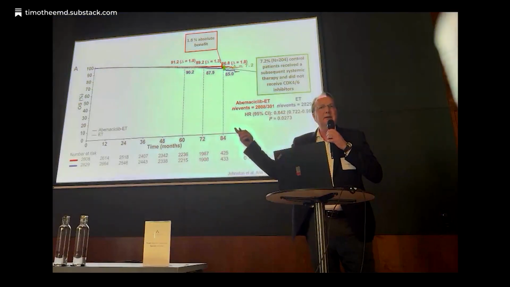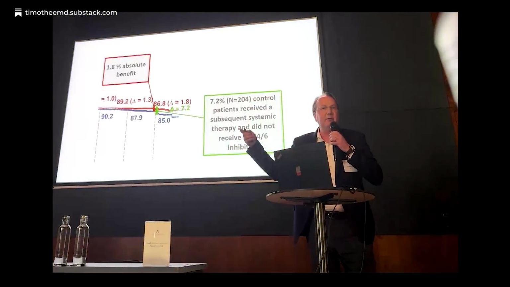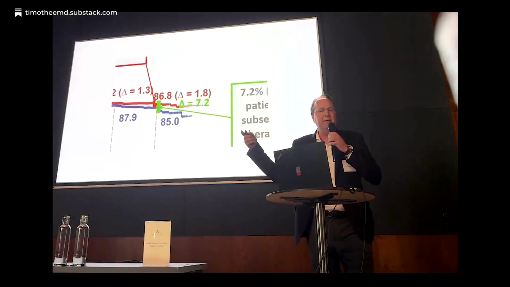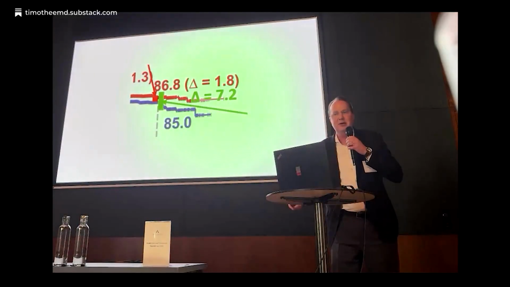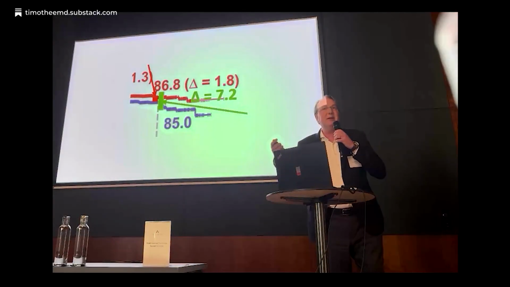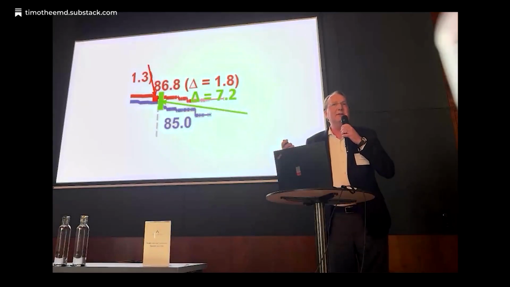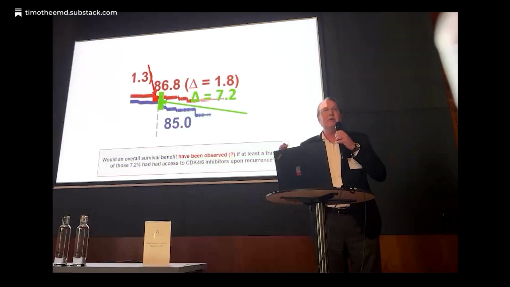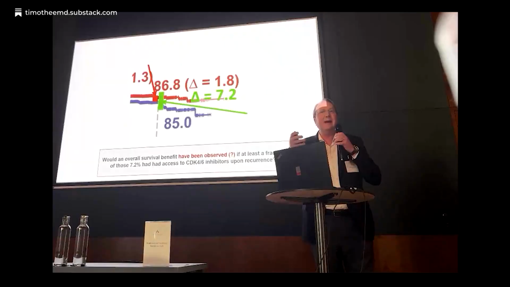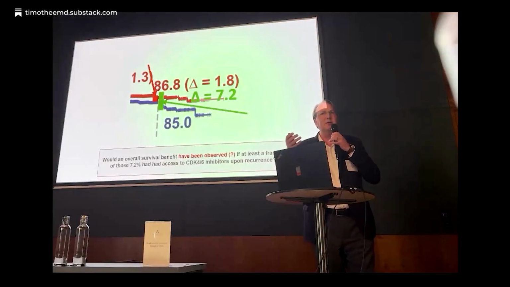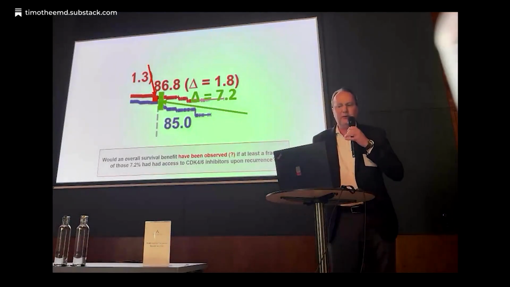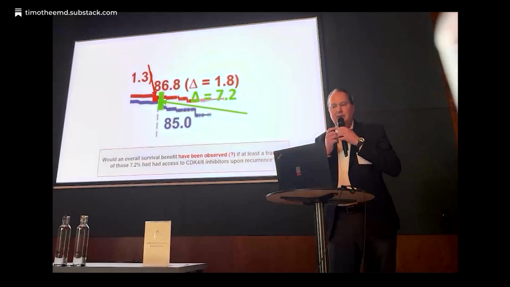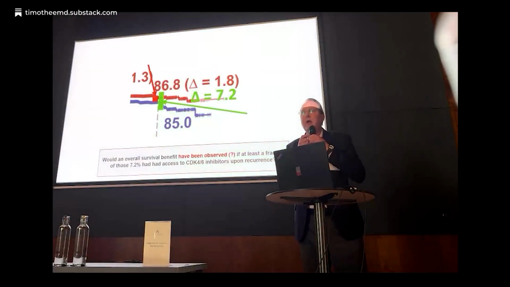And if you put that on the same graph, and I have to zoom even more. But my question here, and we don't have the answer, it's only a hypothesis, is would an overall survival benefit have been observed if at least a fraction of those 7.2% had access to CDK4/6 inhibitors upon recurrence?